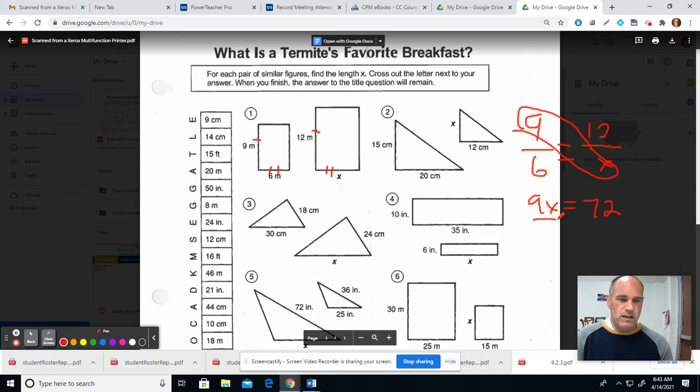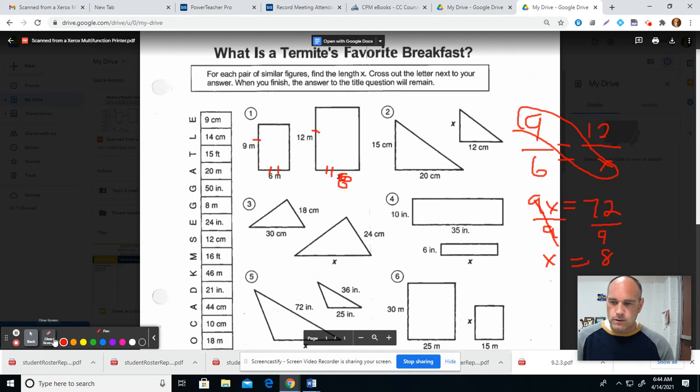We always undo multiplication with division, and I always divide by the number attached to the letter. So I divide both sides by 9. And here's where the magic happens. 9 divided by 9 is 1, so get rid of that. That gives me 1X. 72 divided by 9 is 8. So I know that this missing side right here has to be an 8. So this idea is I would mark my sides, so this goes with this goes with this, and then we write our proportion.